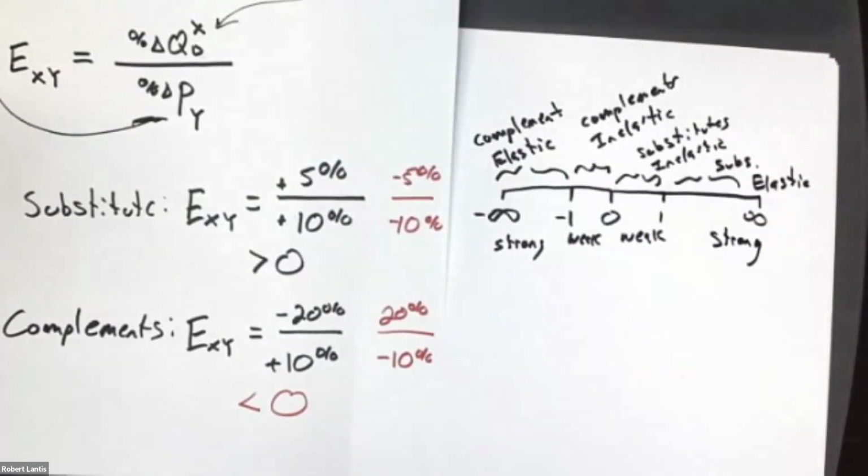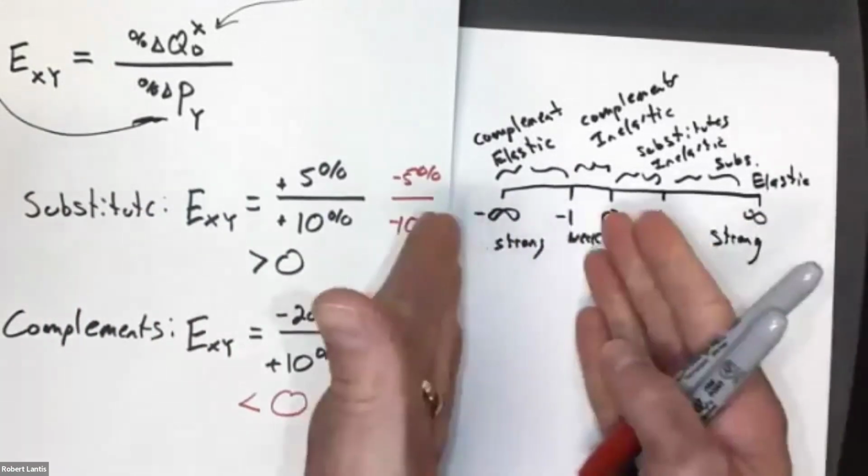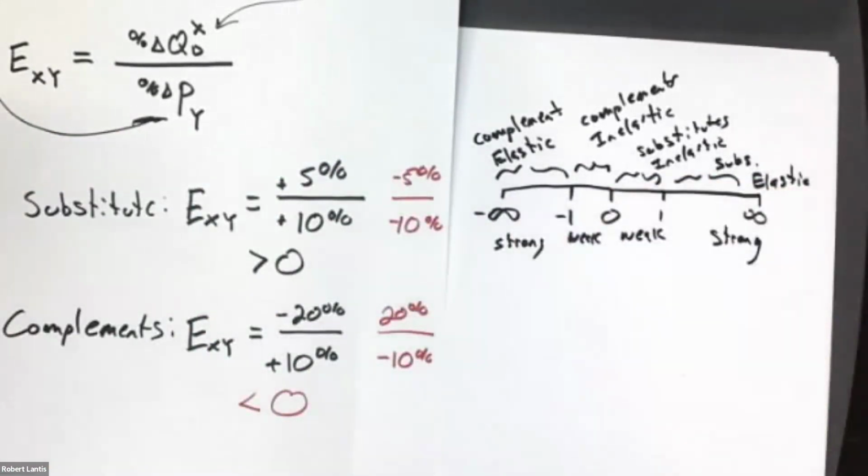Okay. So we can still determine if it's elastic or inelastic. It's just we now have twice as many ranges, right? For every positive range, we have a negative range as well, because the sign of the cross price elasticity tells us whether or not they're substitutes or complements. Okay.